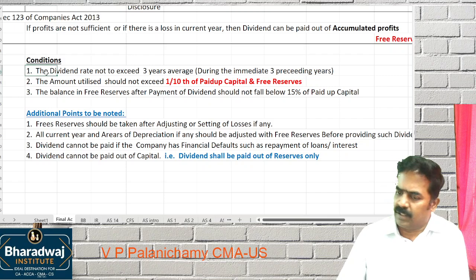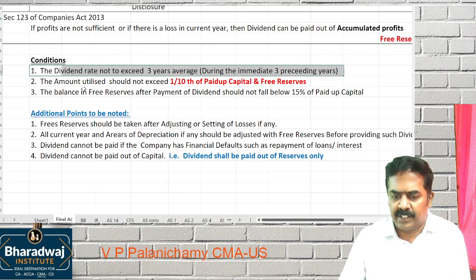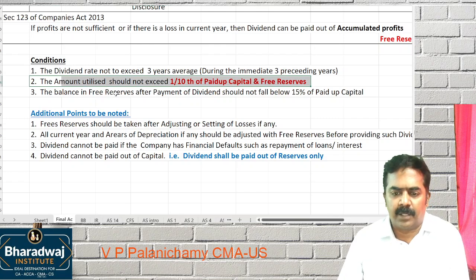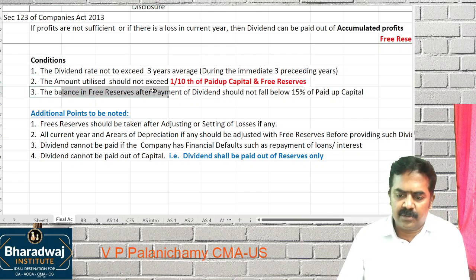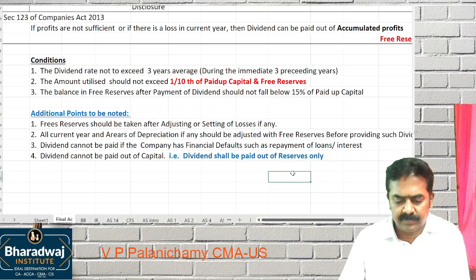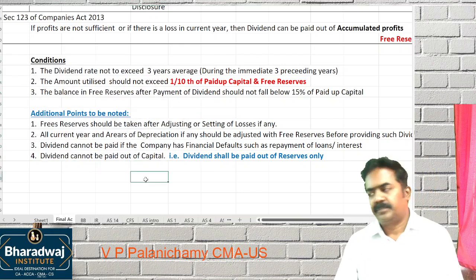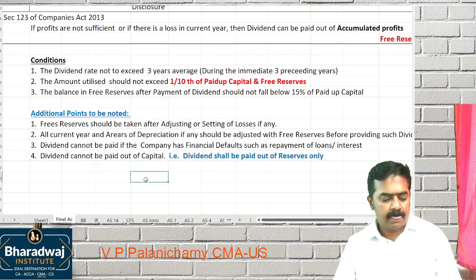I repeat, you can copy this. Section 123 of the Companies Act. Dividend rate should not exceed the 3 years average. The amount should not exceed 10% of paid up capital and reserves. Reserves after the payment of dividend should not fall below 15% of capital. These are the additional points to be considered while declaring the dividend. Through a question, we'll see how to apply this. Take up this first.